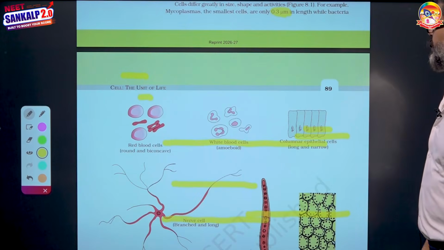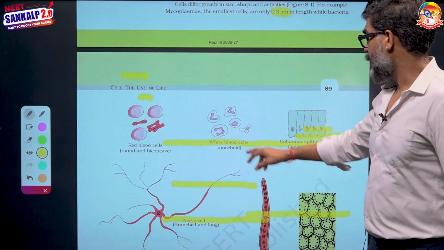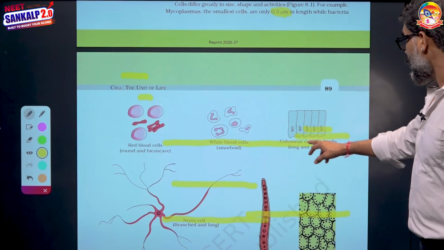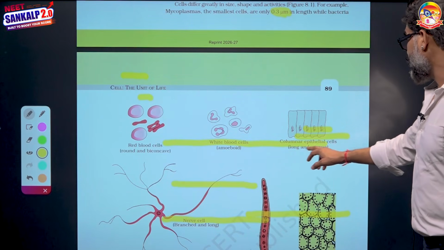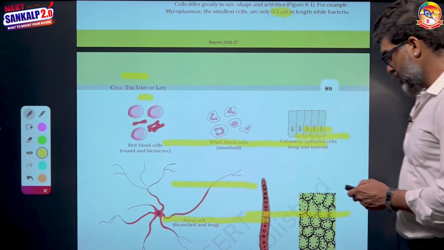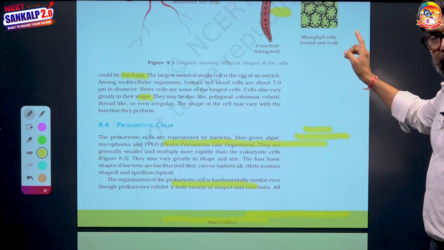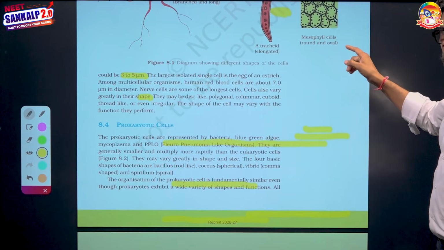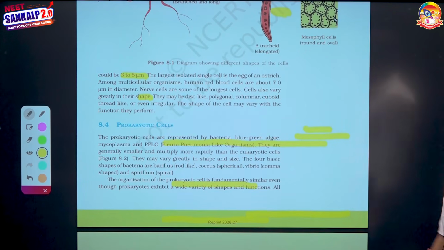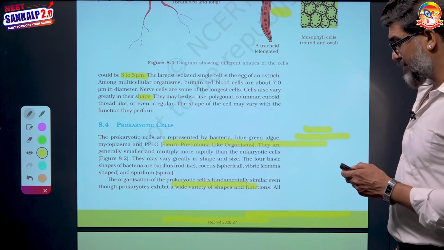I must say that in this diagram, red blood cells are round and biconcave, white blood cells are amoeboid, epithelial cells are long and narrow, nerve cells are branched and long, tracheids are elongated, and mesophyll cells are round and oval. So this diagram, in which the cells and their corresponding shapes are given, you have to keep in memory from the exam point of view.